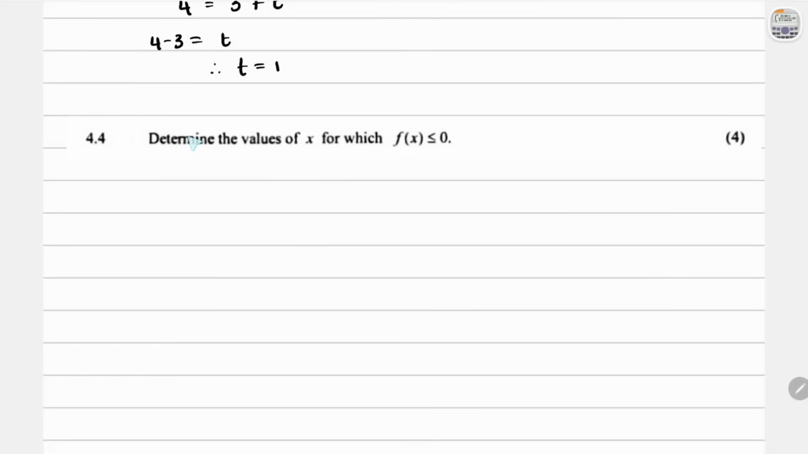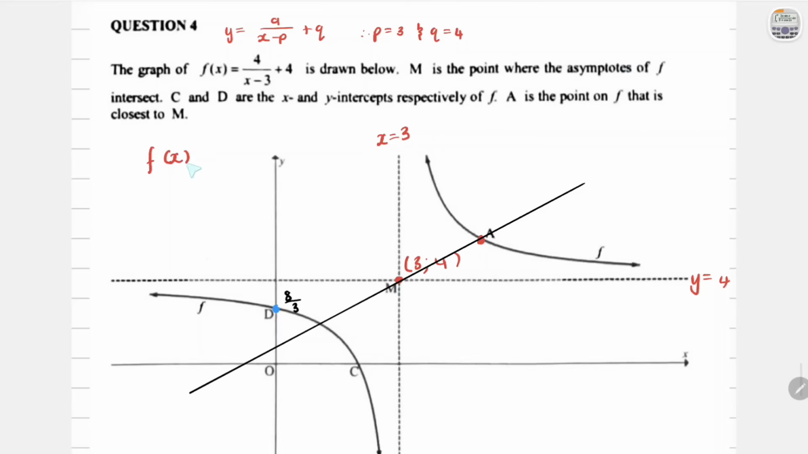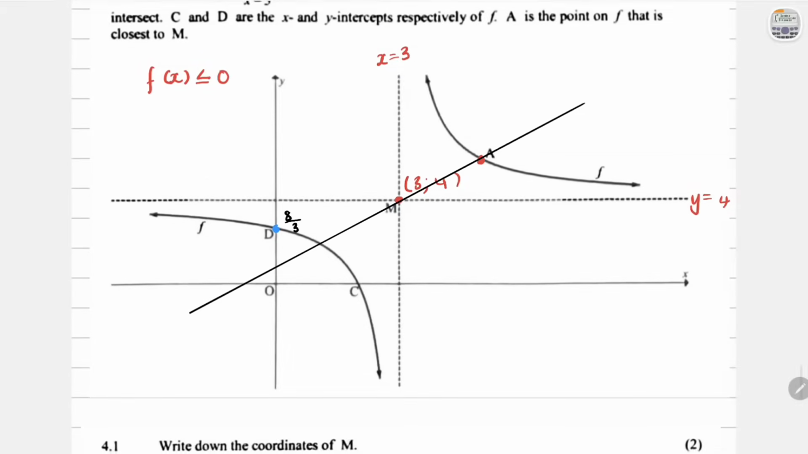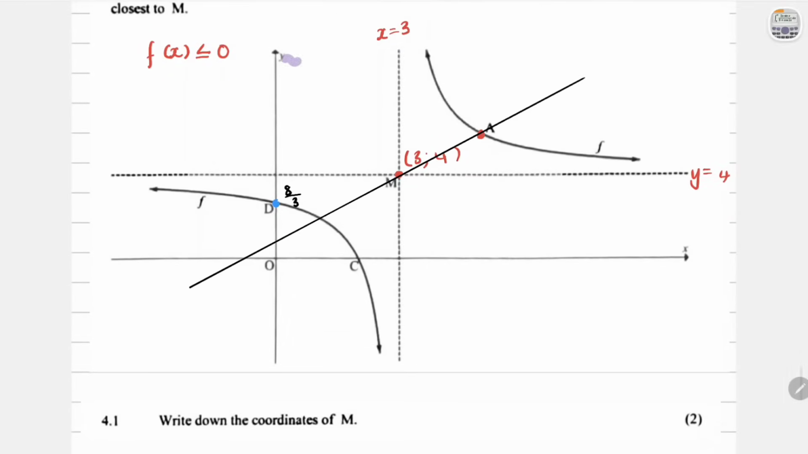The next question says, determine the values of x for which f of x is less than or equal to 0. Okay, so let's look at that. Where does this graph have y values, that's what f of x stands for, that are less than or equal to 0? You're going to look at your y-axis because that's where you'll find these y values. Do you see that on this part of the y-axis? That's where you have values that are greater than or equal to 0. We want less than, so we want negative ones.